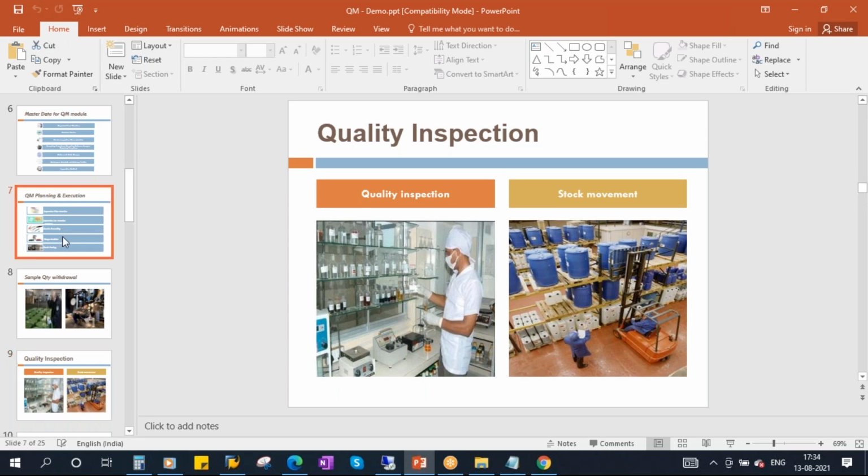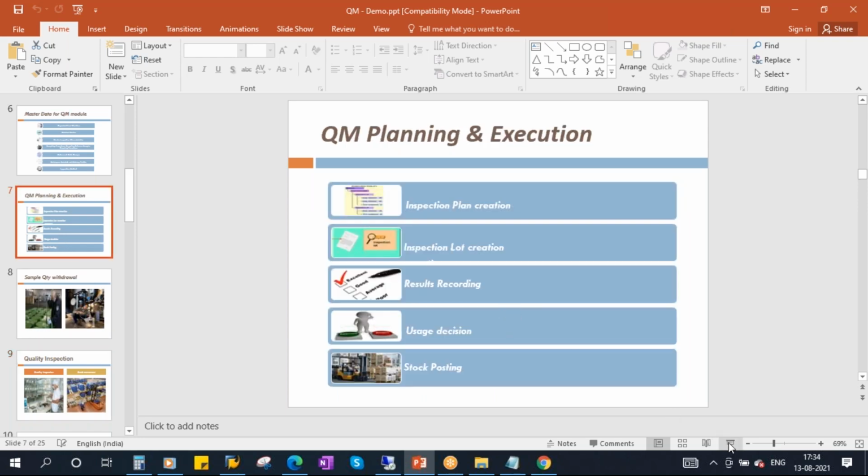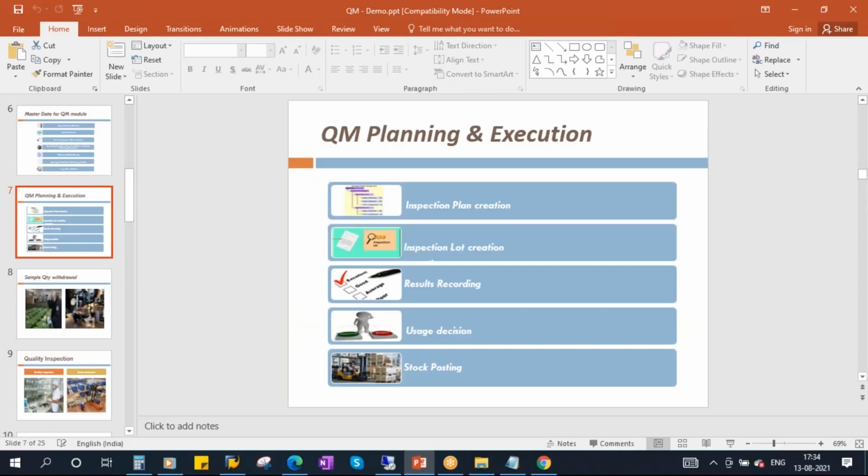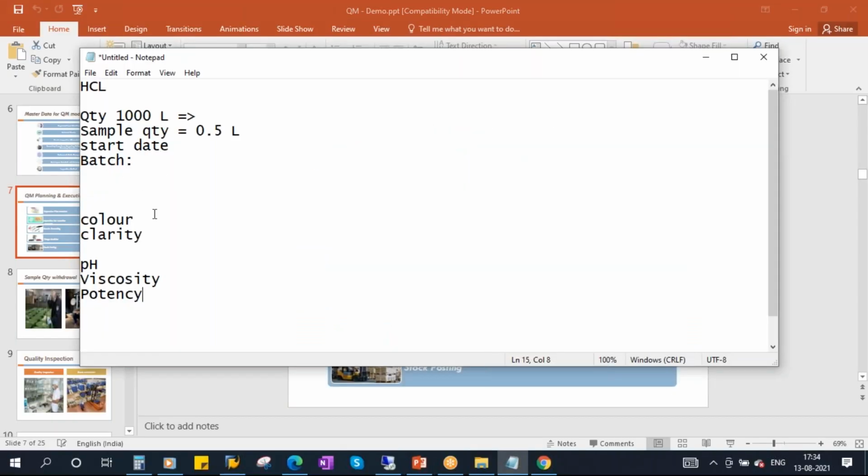Once it is done, he will go to the system. He will do the results recording. What is results recording? Results recording means entering the values in the system for these parameters. Suppose, let's say, color he found as green. I'm just taking an example. Clarity, the solution is clear. He will enter that in the system.